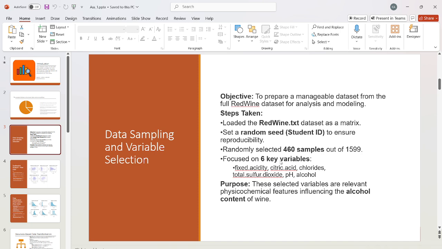Data sampling and variable selection. From the original dataset of 599 samples, I randomly selected 460 using my student ID as seed. I focused on six important variables.